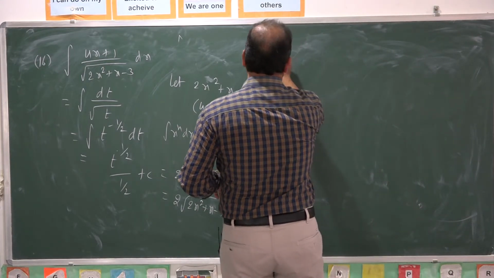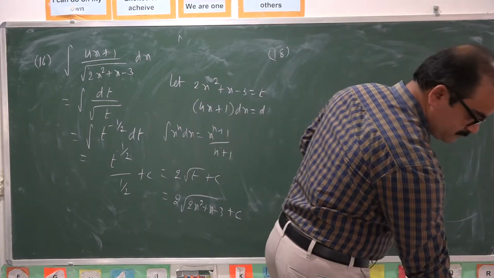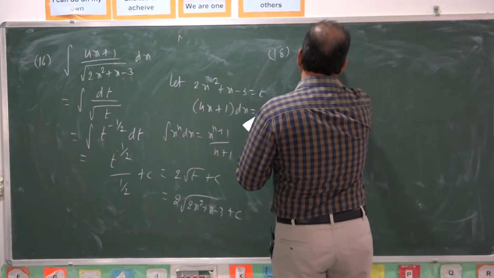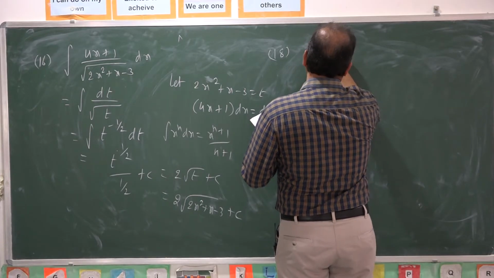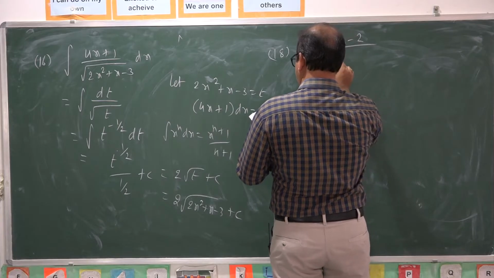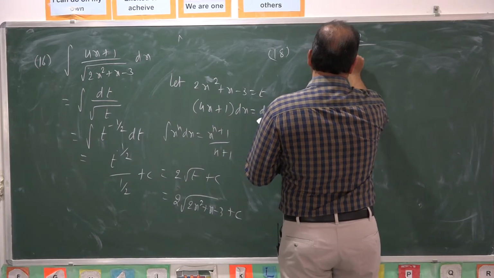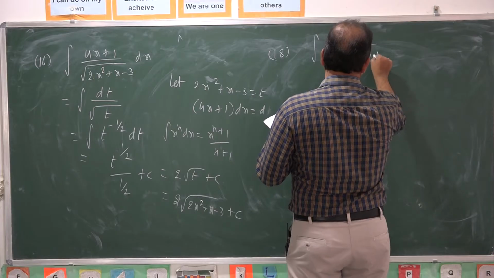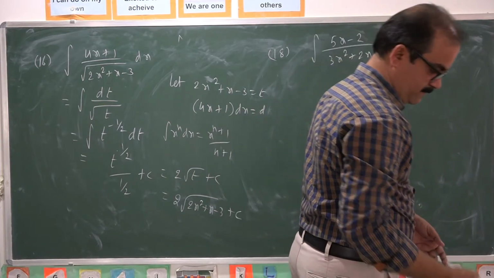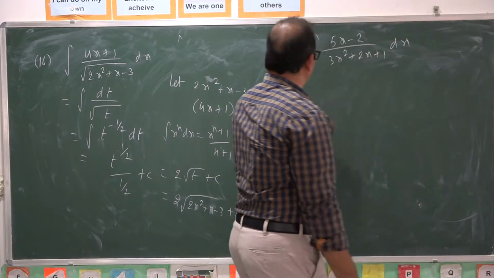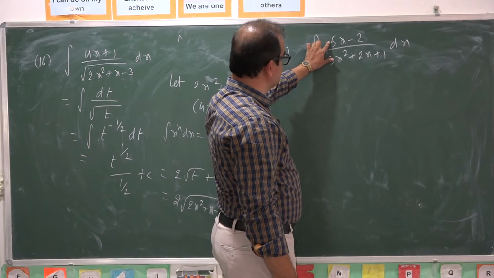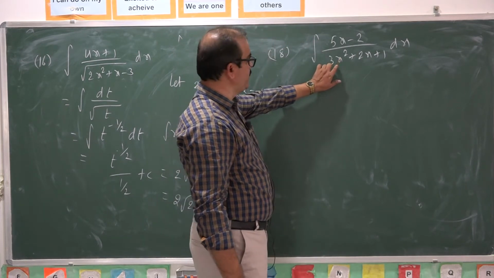Next, 18th: integral of (5x minus 2) by (3x square plus 2x plus 1) into dx. Now observe this problem. Numerator is not the derivative of denominator.